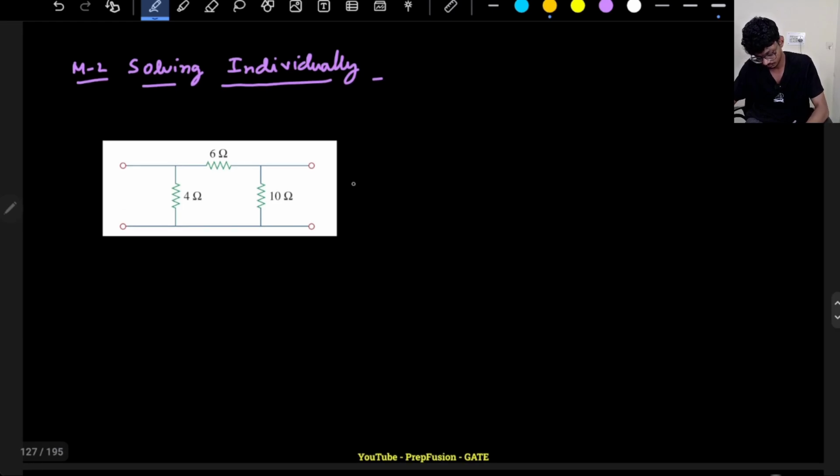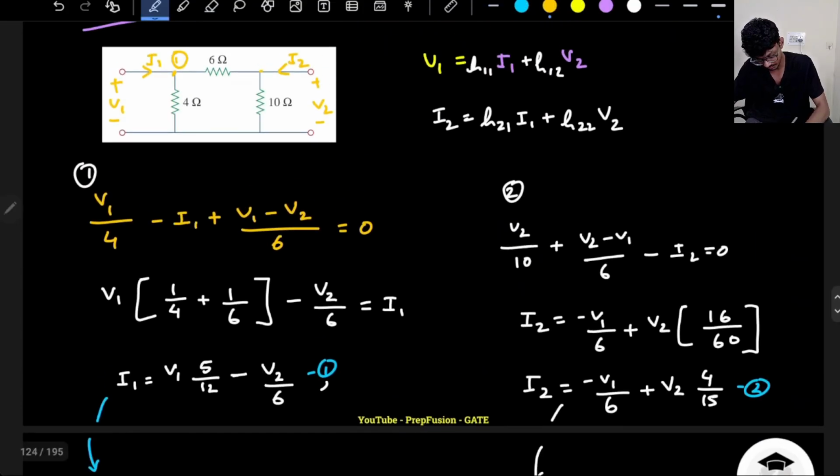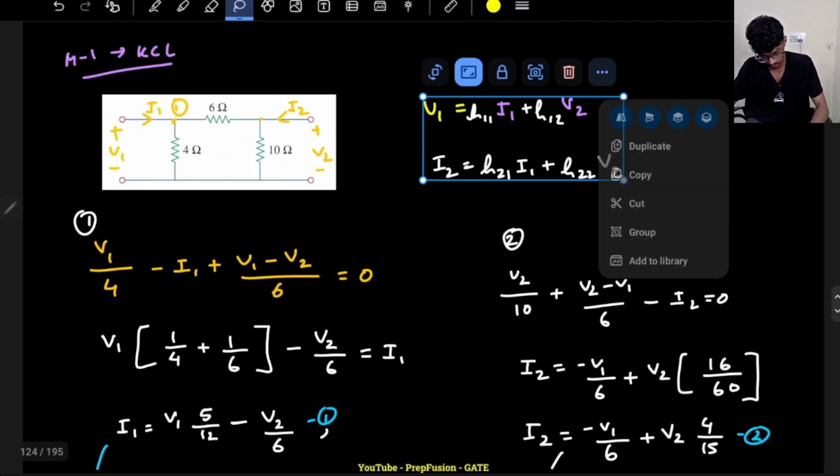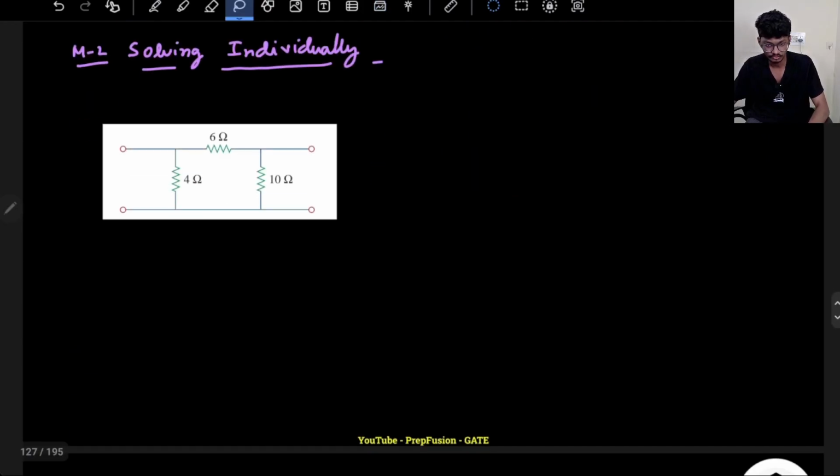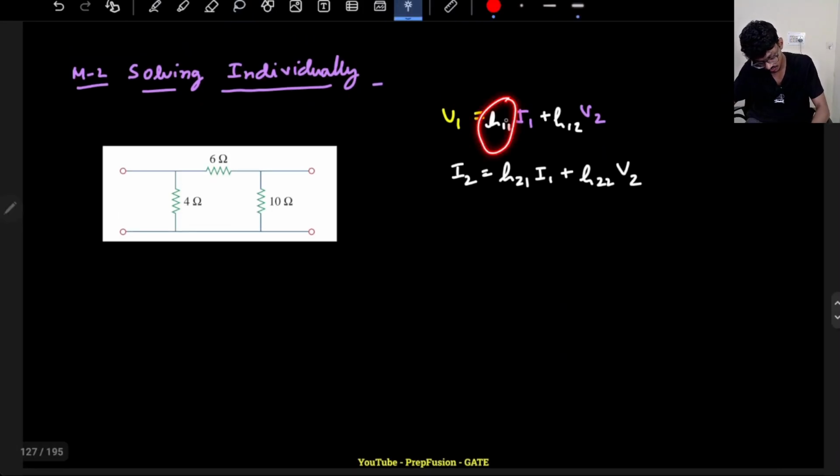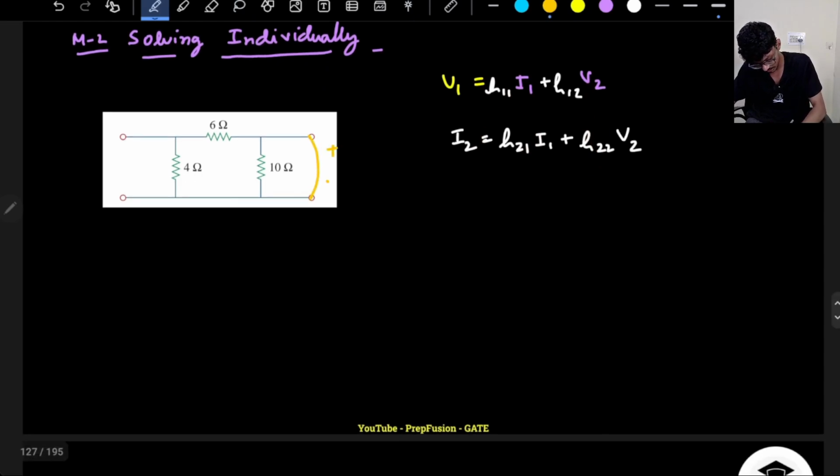First, I will write down the equations again. I have already written the equations, so I will copy them. Whenever you are confused about what H11, H12 are, always try to write down the equations. First I will find H11 and H21. So I will make V2 0, so basically it will be a short circuit. This is my V2, this is my I2, this is my I1, this is my V1.